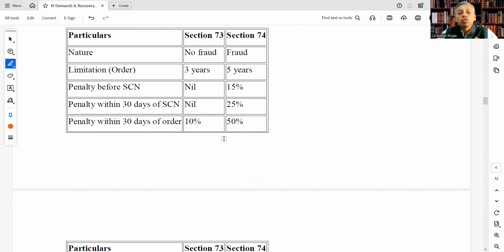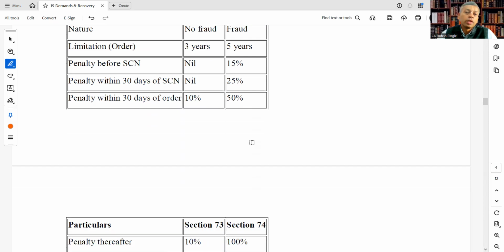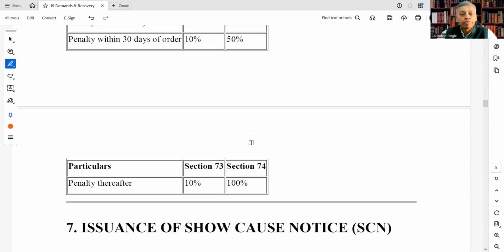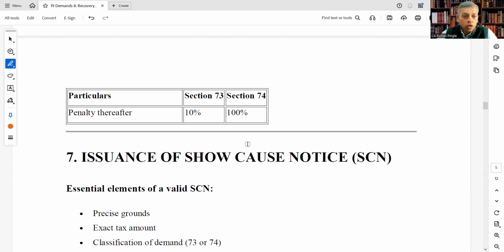Penalty within 30 days of the order: section 73 non-fraud 10%, but in case of fraud cases, it will be levied at 50%. And penalty thereafter in 73, it remains as 10%, but it will be 100% in case of section 74, that is fraud cases.